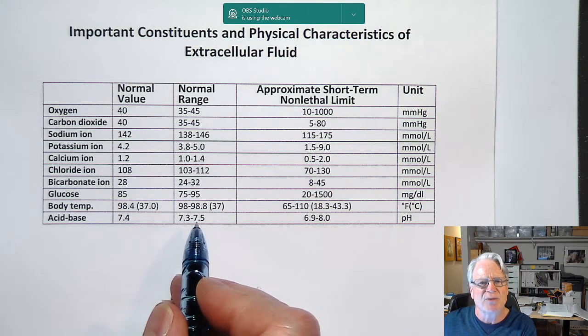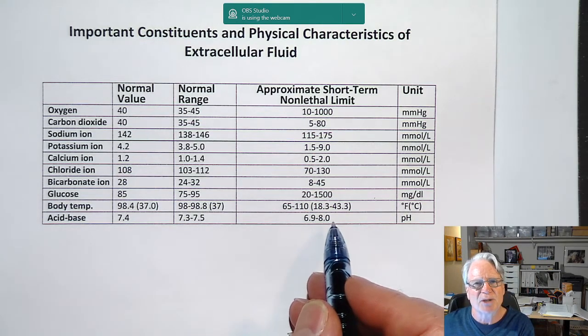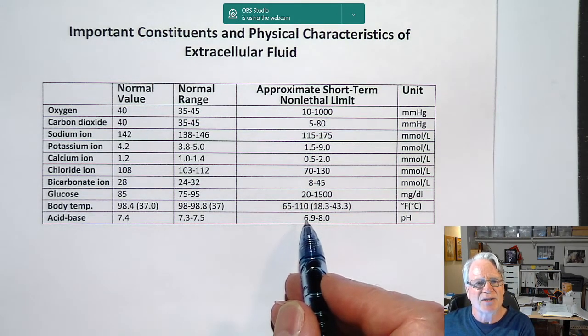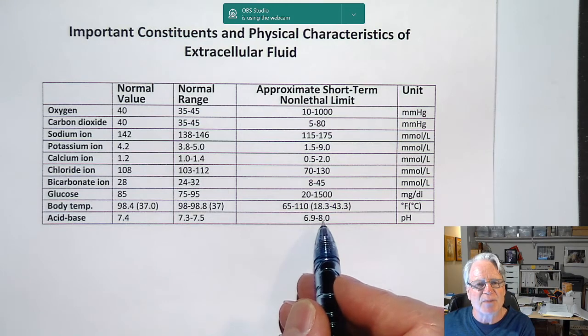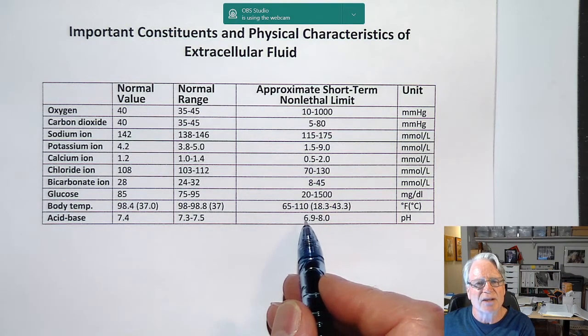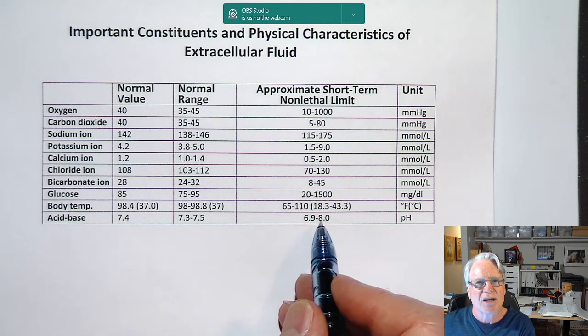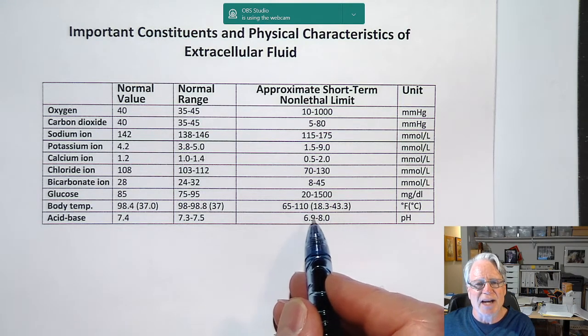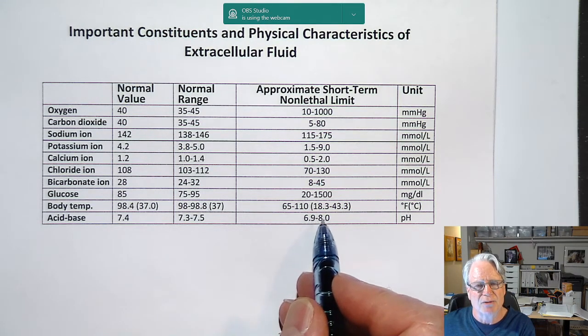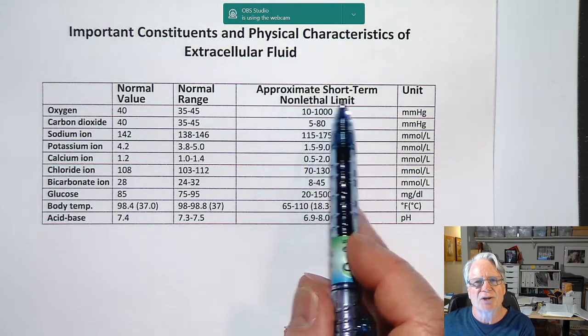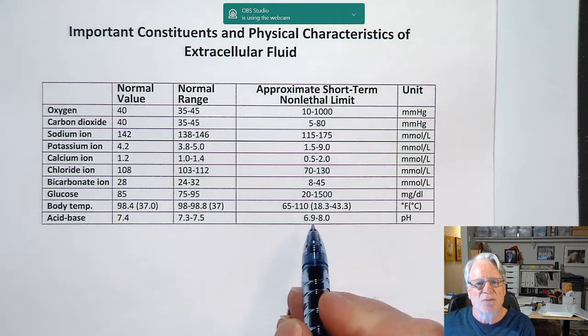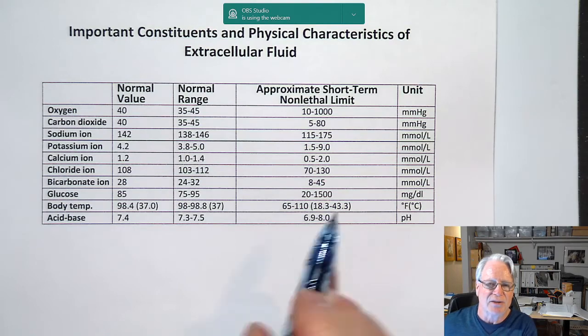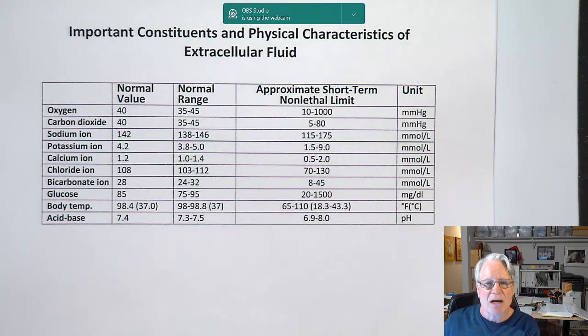Acid base, again, that's your normal value, but here is the range in which you're okay, 7.3 to 7.53. Now look at the approximate short-term non-lethal limits. We don't have a lot of space to fool around with in terms of this particular constituent in our body. This is very tightly controlled here because that range is rather small. And once you start going out of this range, that's approximately the short-term non-lethal limit. So once you go out of that range, then you can kiss yourself goodbye.